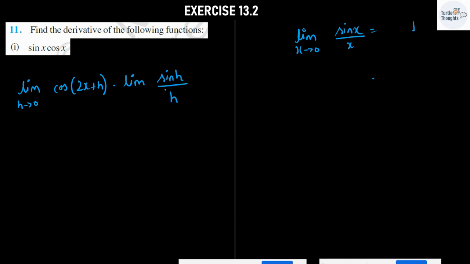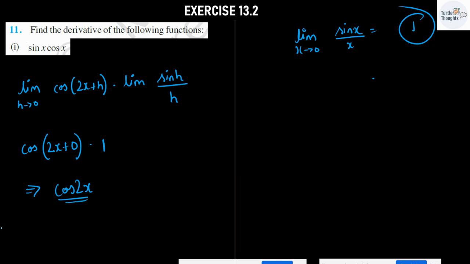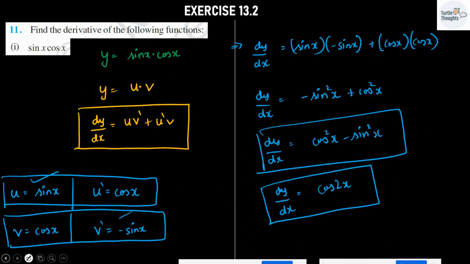The same way I can solve for this as well. Limit of h tending to 0. When I substitute h is equal to 0, I will be getting cos 2x plus 0. And here limit of sine h divided by h, directly I can write the value as 1. Anything multiplied by 1 is the same value, so I will be getting the value as cos 2x. When I solved using the formula as well, I have got the same value, which is cos 2x.